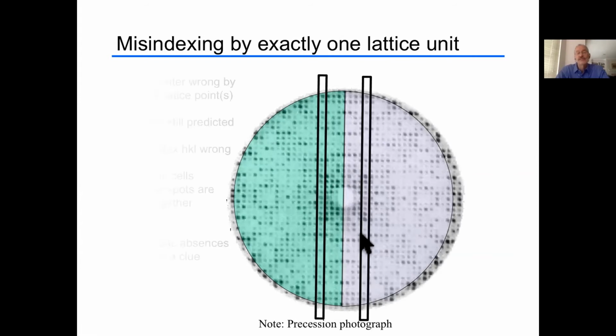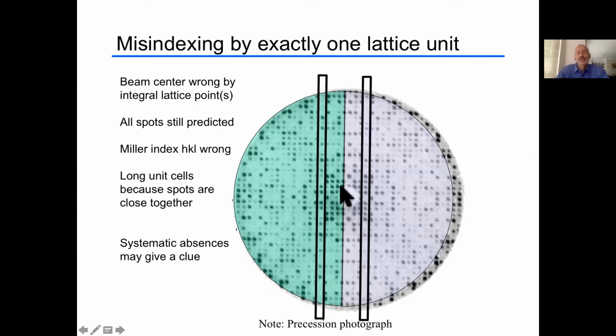But if you shift the beam center by exactly 1 lattice row, this now no longer matches this. All the spots are still predicted accurately, but the Miller indices are wrong. And this happens with large, long unit cells because the spots are closer together. But even systematic absences can give a clue here.